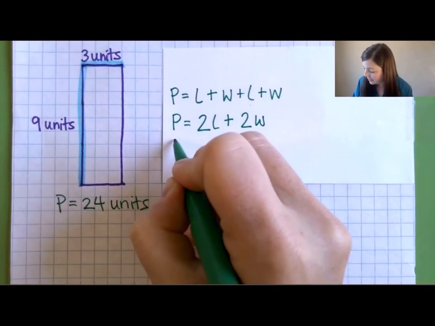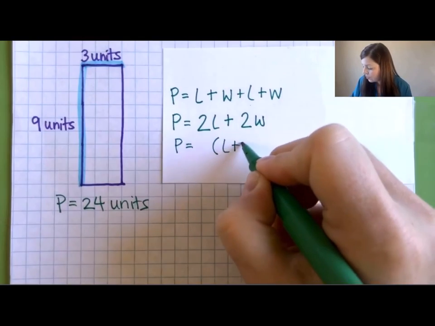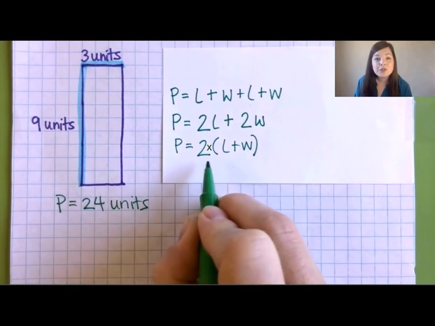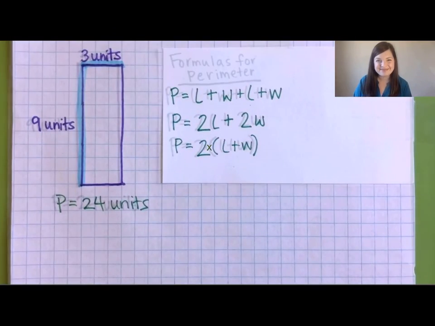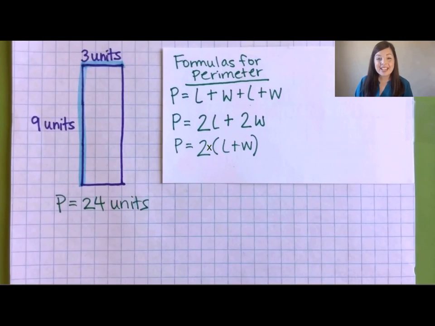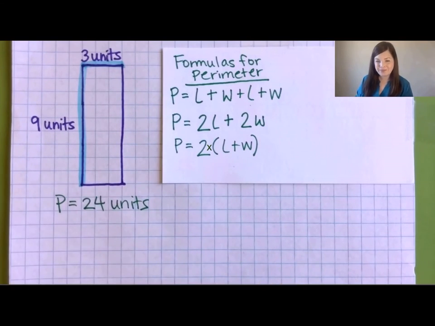To find the perimeter, we could add the length and the width and then double that sum, or find 2 times that sum. What I just recorded were formulas for perimeter. Let's use this last formula here now to find the perimeter of this rectangle.